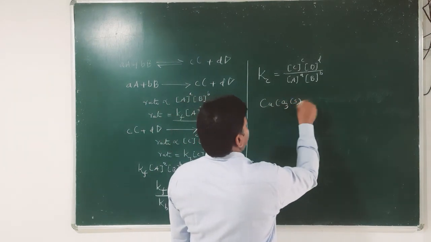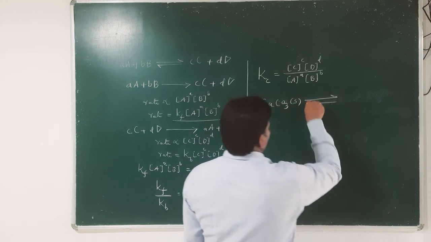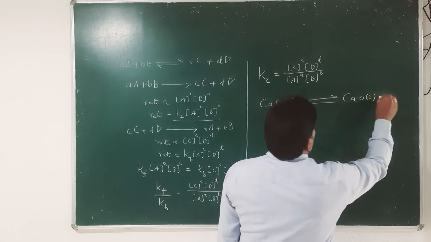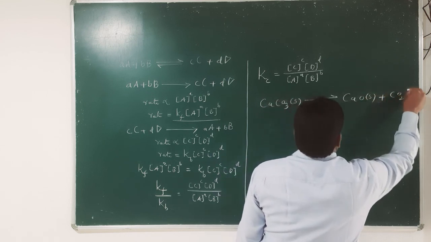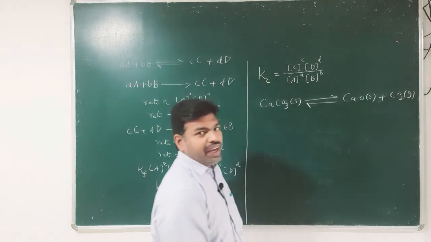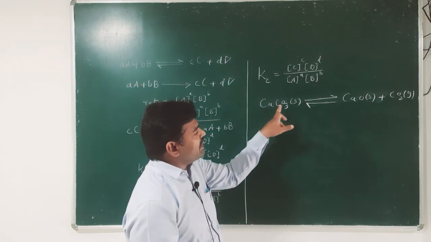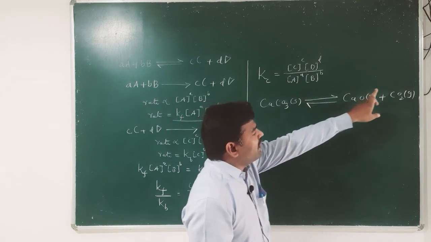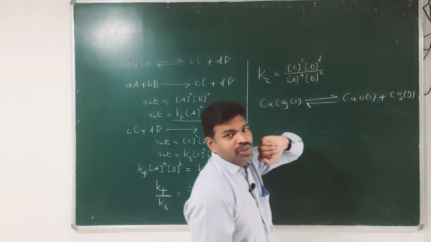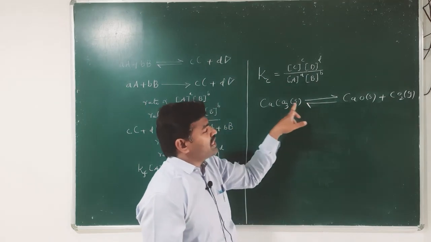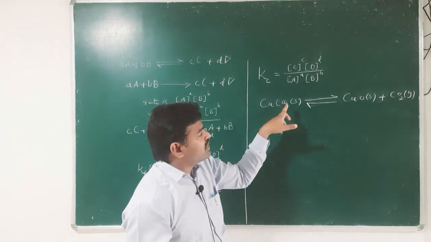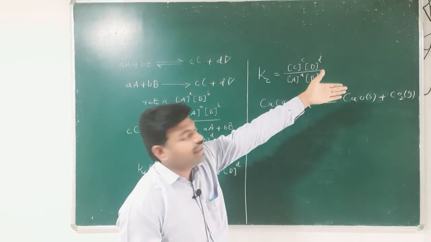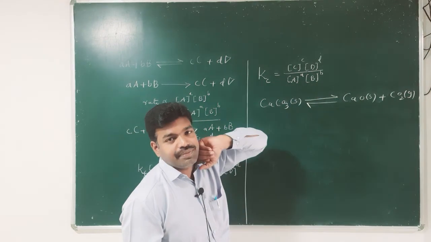CaCO3 is a solid and it decomposes to form calcium oxide, which is a solid, and CO2, which is a gas. Okay. So, in this equilibrium, the reactant is solid, and of the products, one is solid and another is gas. So in this reaction, the reactants are in the solid phase, some products are in the solid state, and one product is in the gaseous phase.